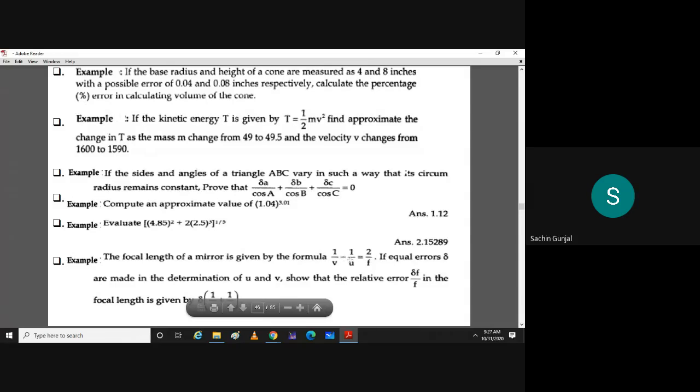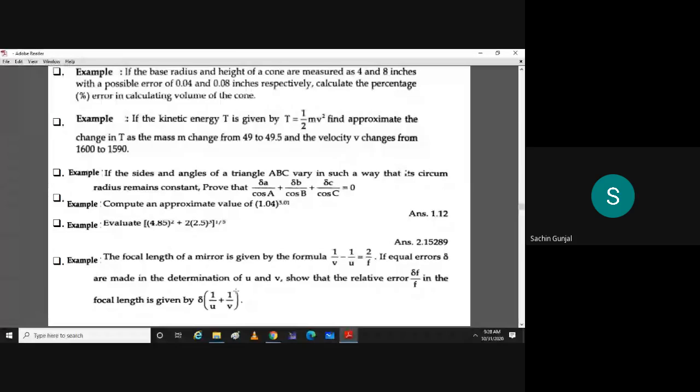Then minus as it is. What is the differential of 1 by u? Minus 1 by u square du. Then what is the differential of 2 by f? Minus 2 by f square into df. So now you adjust the terms and you will get this focal length relative error as delta into 1 by u plus 1 by v.